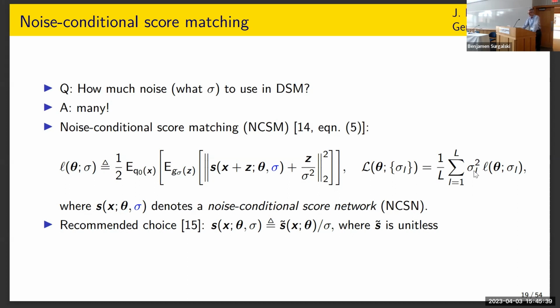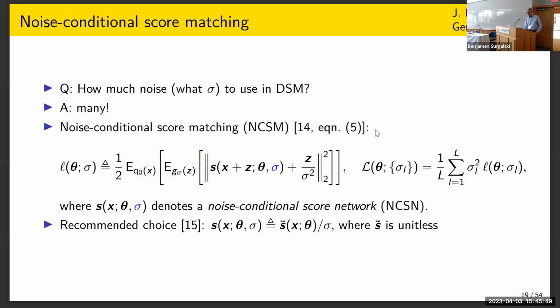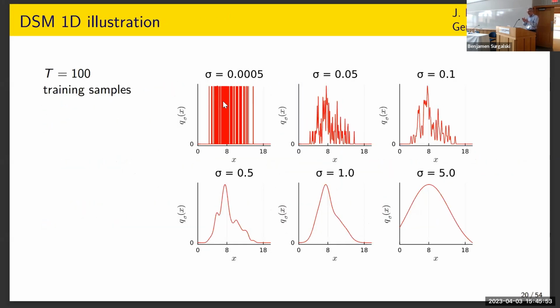All right, so there it is in equation form. I think I have a picture. Oh, I have some examples here. Yeah, so here's 100 data samples. If I add very, very little noise to them, you just get one spike at each data sample and you get a histogram with 100 points in it.